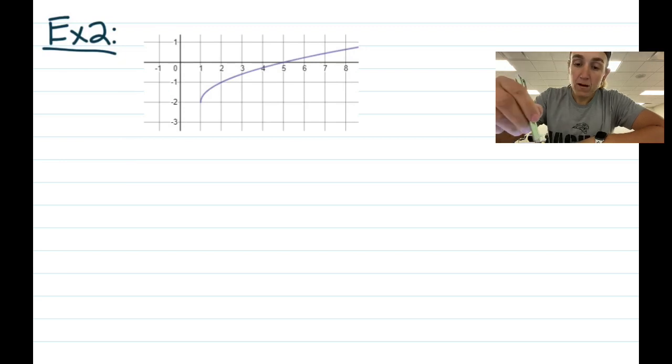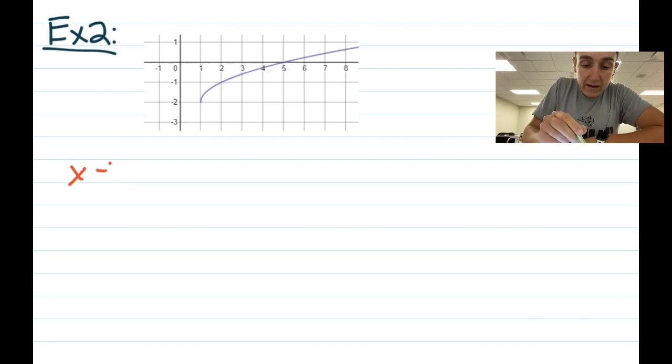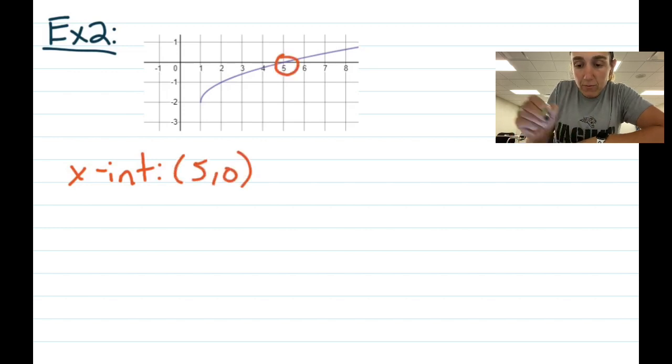Okay, looking through this, I'm going to start with my x-intercepts. Okay, x-intercepts, so I'm going to look along the x-axis. As I follow along the x-axis, right there's one x-intercept. That's at the point 5, 0. Okay, so one x-intercept at 5, 0.